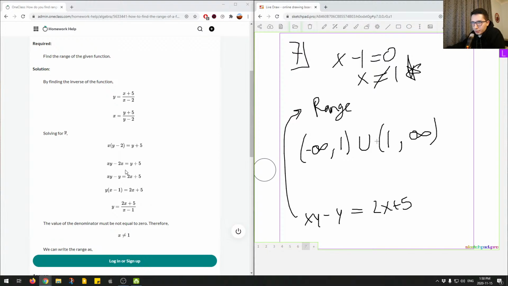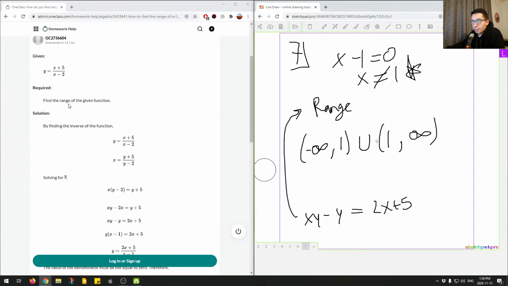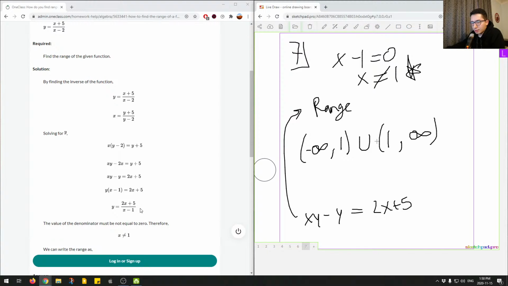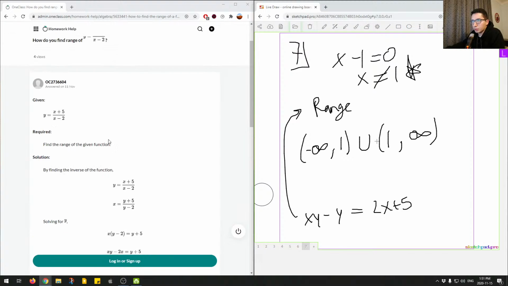So just going through again, just giving a quick summary. The first step is we flip the x and y. So finding the inverse of the function is flipping the x's and y's, and then we solve for y. And then we look at the denominator, and set that to 0, and then this tells us the range of the original function.